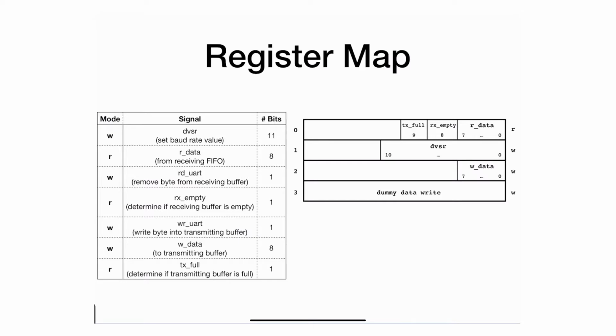The other thing is actually our write signals in here. So this one here is just a divisor. It's that simple. This one here is just a write data. That's simple. This one here is actually a dummy write data, or dummy data write. It's actually not listed in here.